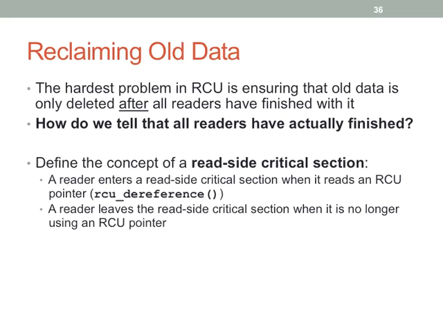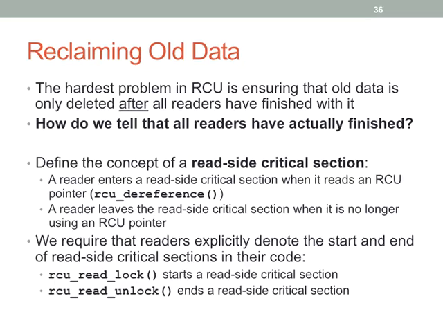Okay? So like I say here, the reader enters the read side critical section at the first point where it calls RCU dereference on the data structure, so it starts traversing it. And it leaves it when it's done looking at the data structure. So we introduce a couple of new operations. RCU read lock, hey, I'm entering a read side critical section. RCU read unlock, I'm leaving the read side critical section. Okay?